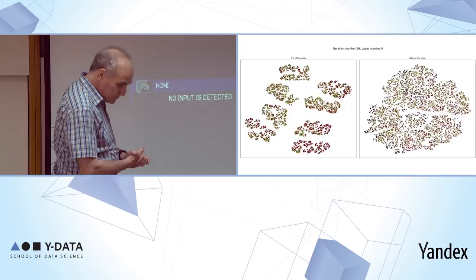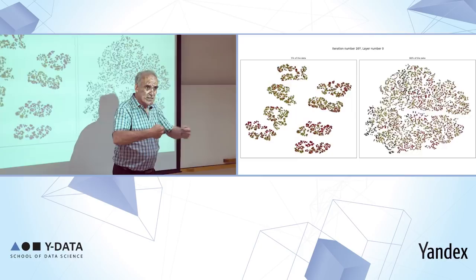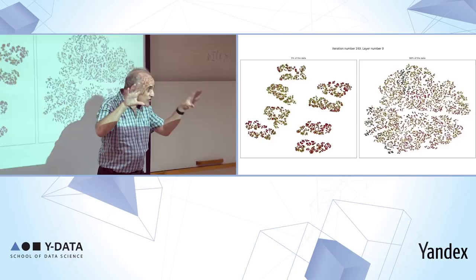Oh, OK. It's still alive. So essentially, you see this type of dynamics. Remember, I'm training the network. I'm doing this stochastic gradient descent, and I want to see not only how the classification changes, which I know already, but how the topology of the representation changes.